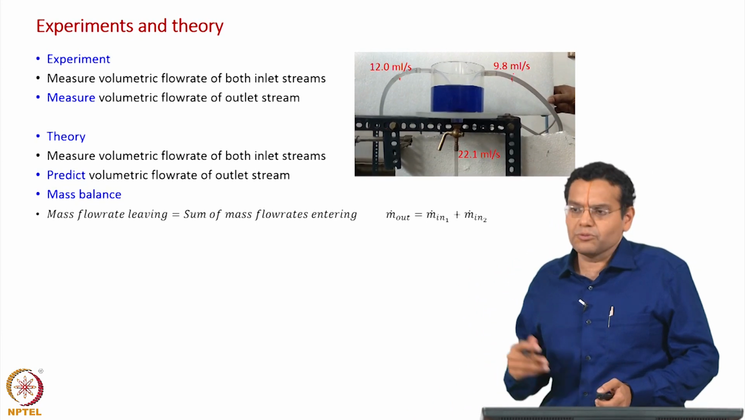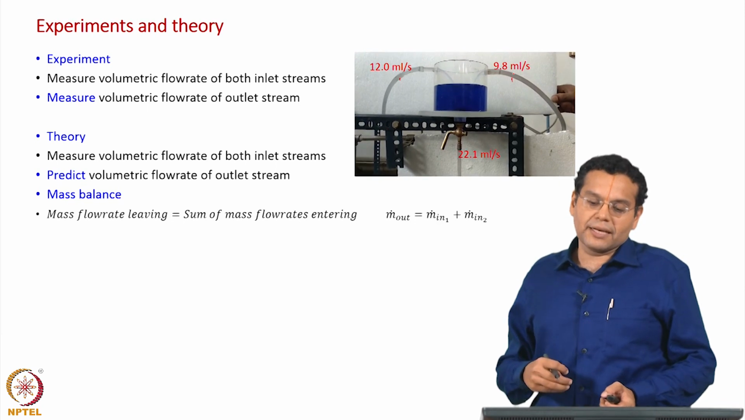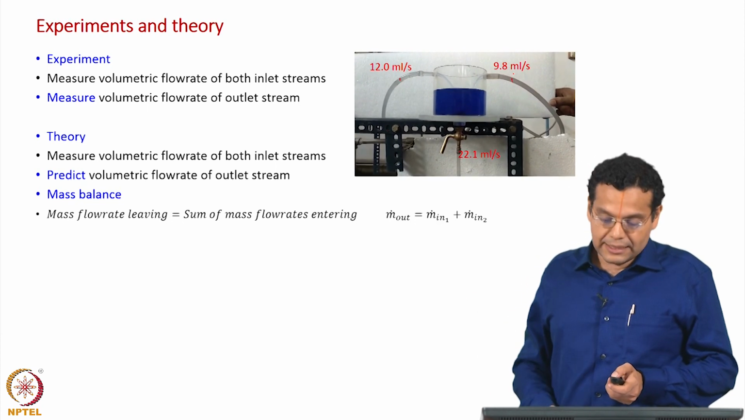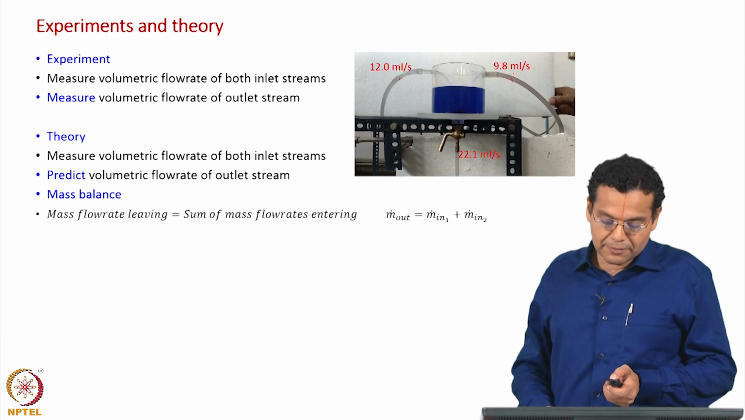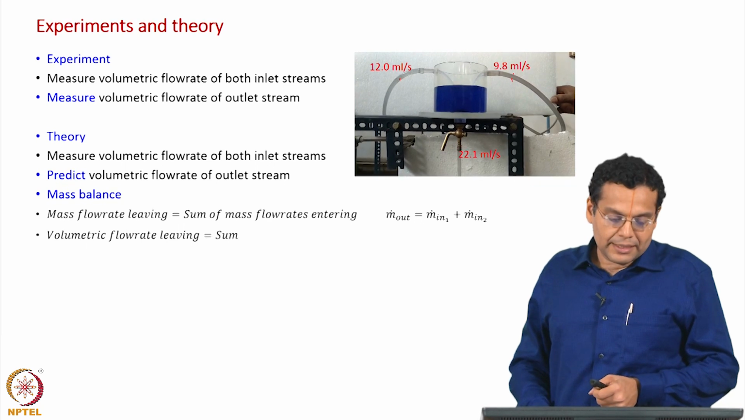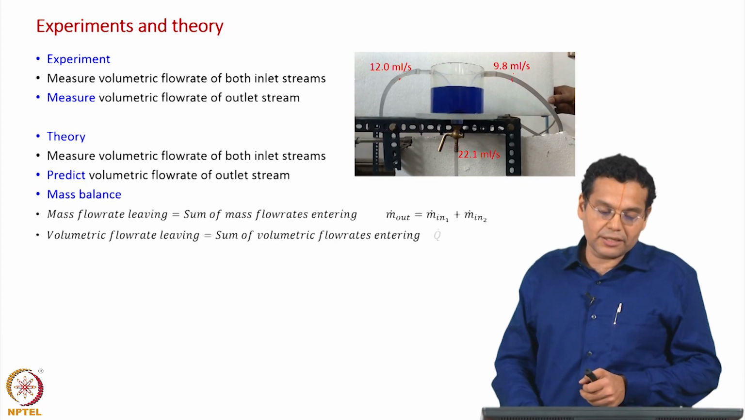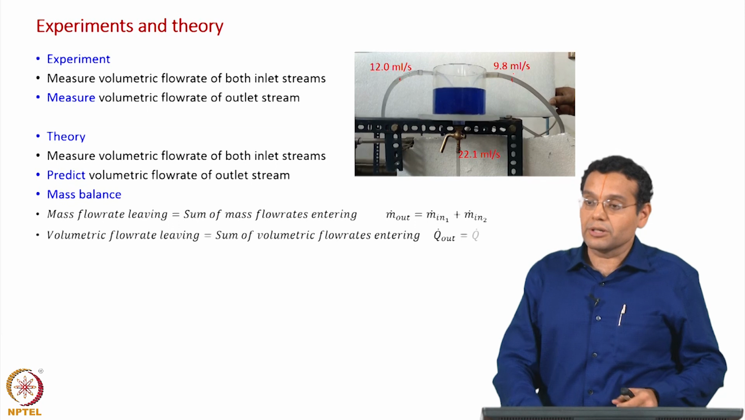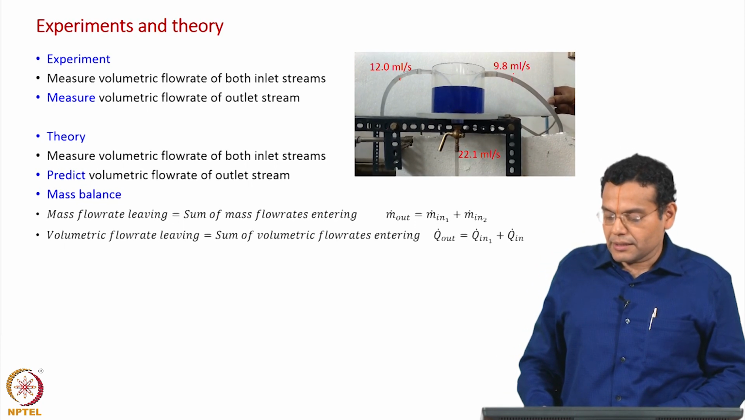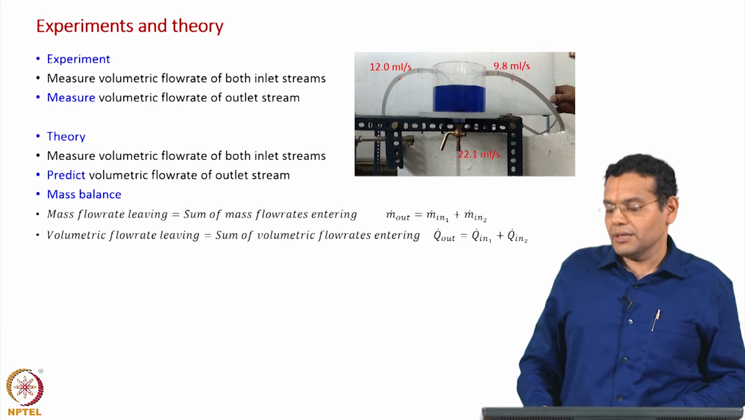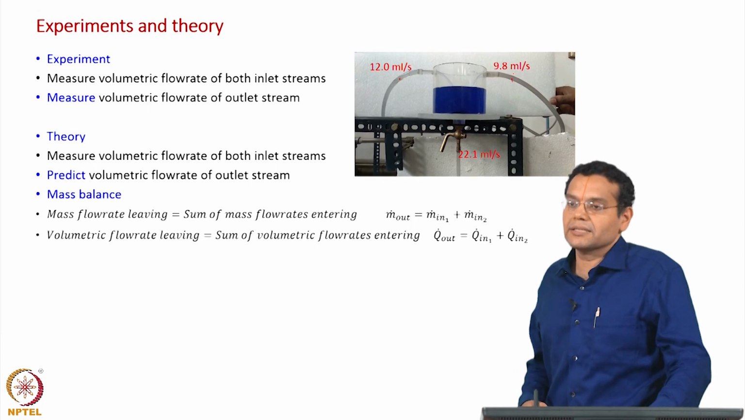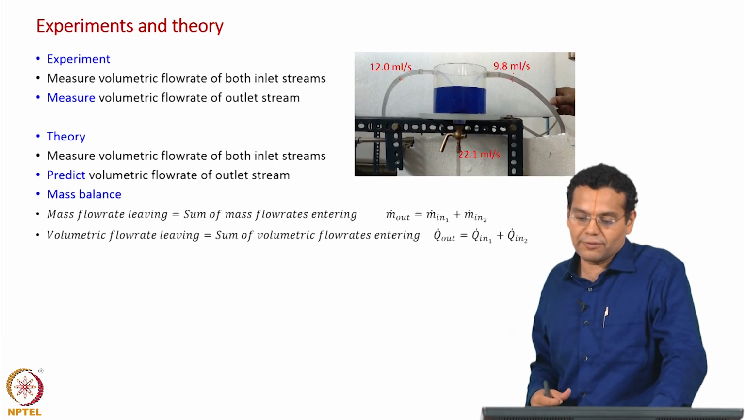Now, what we have in this particular case is just water entering and then leaving. So, the densities are same or almost same. So, it just becomes a balance of volumetric flow rates. In this case it just becomes volumetric flow rate leaving is equal to the sum of volumetric flow rates entering. So, q dot out is equal to q dot in 1 plus q dot in 2. Because density cancels out, it just becomes a balance of volumetric flow rate.